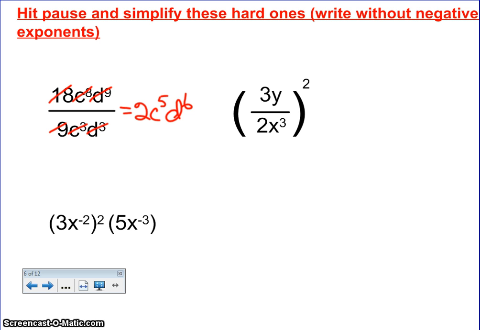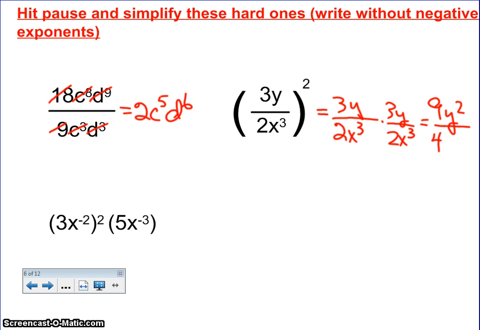Okay, looking at this second problem on the right here, I'm just going to go ahead and write this one out. It's all this stuff in here being squared, so it's going to be 3y over 2x cubed times 3y over 2x cubed. And then 3 times 3 is 9. y times y is y squared. For the bottom, 2 times 2 is 4. And then x cubed times x cubed is x to the 6th. So there's that answer.